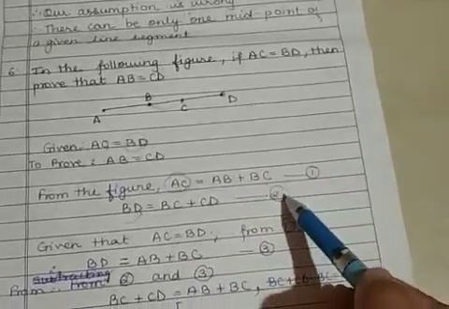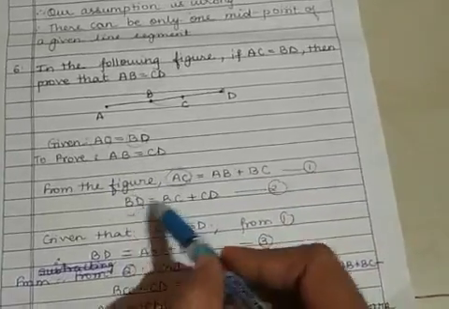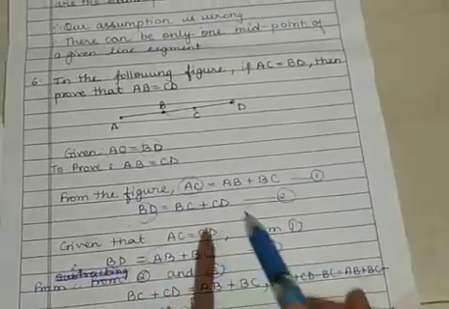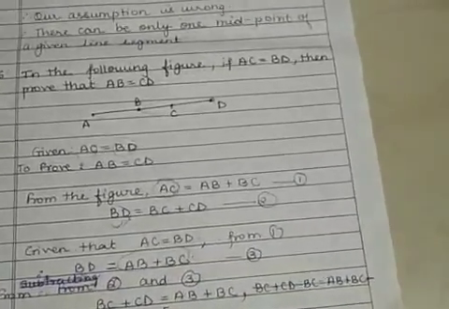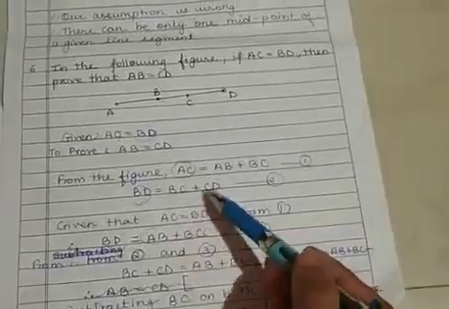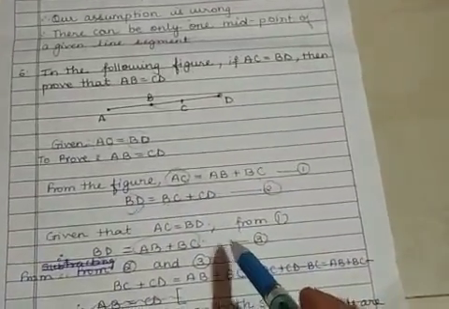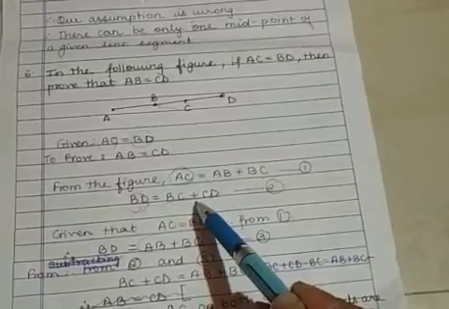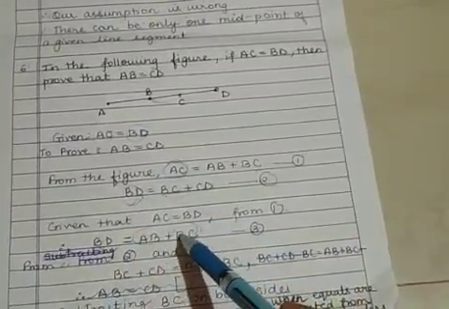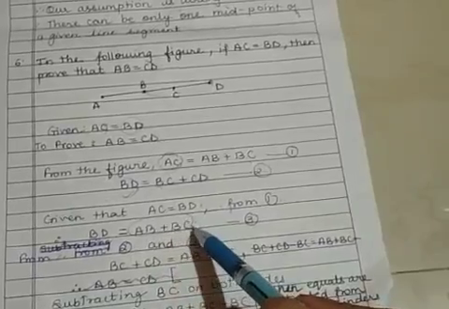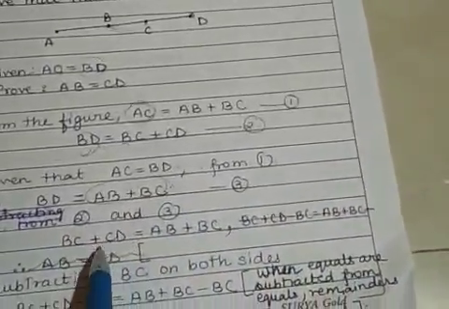Now from 2 and 3, BD is equal to this as well as BD is equal to this. So which axiom are we using here? Things which are equal to the same things are equal to one another. So BC plus CD should be equal to AB plus BC. So this is what I get.